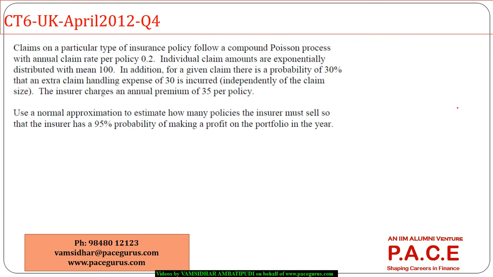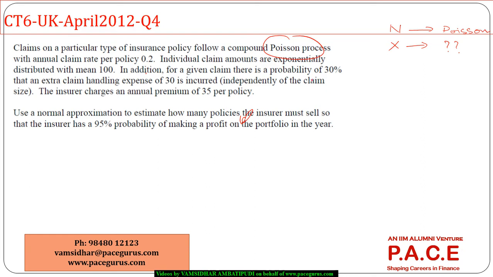Let's look at solving this numerical question. Claims on a particular type of insurance policy follow a compound Poisson process. So there is the number of claims, which follows a Poisson distribution, and the amount associated with each of the claims. Let's see what it is.